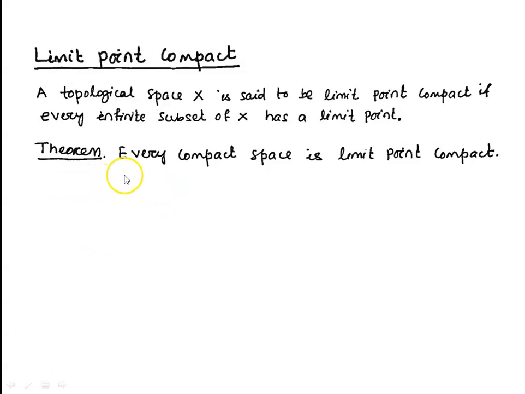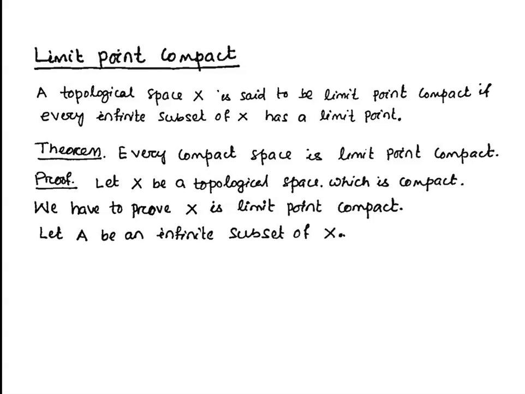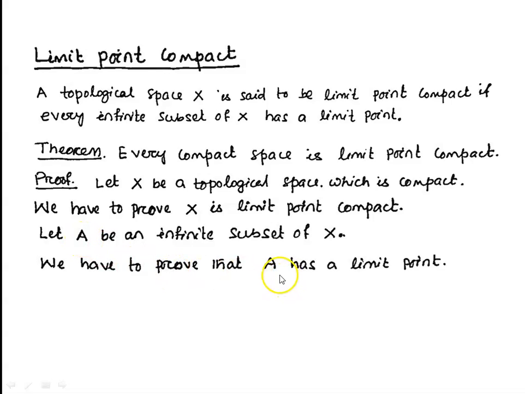Now the statement is: every compact space is limit point compact. Let us prove it. Let X be a topological space which is compact. Now we have to prove that the space is limit point compact. To prove X is limit point compact, let us take an infinite subset of X. Let A be an infinite subset of X. Now we have to prove that A has a limit point.